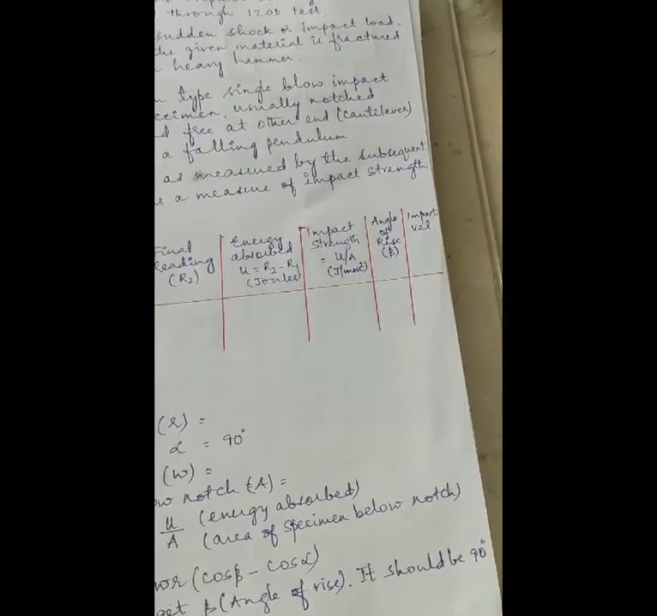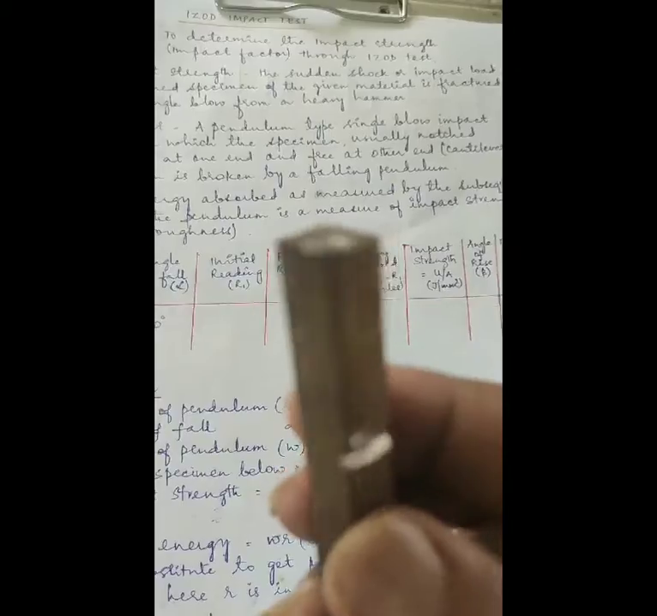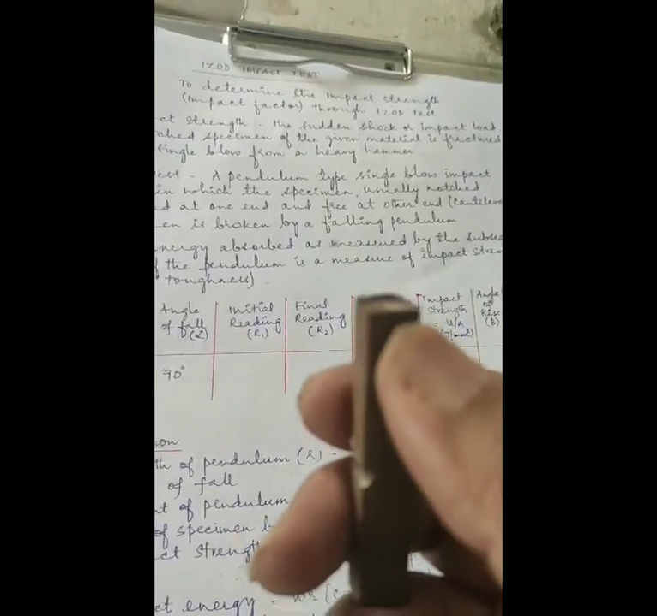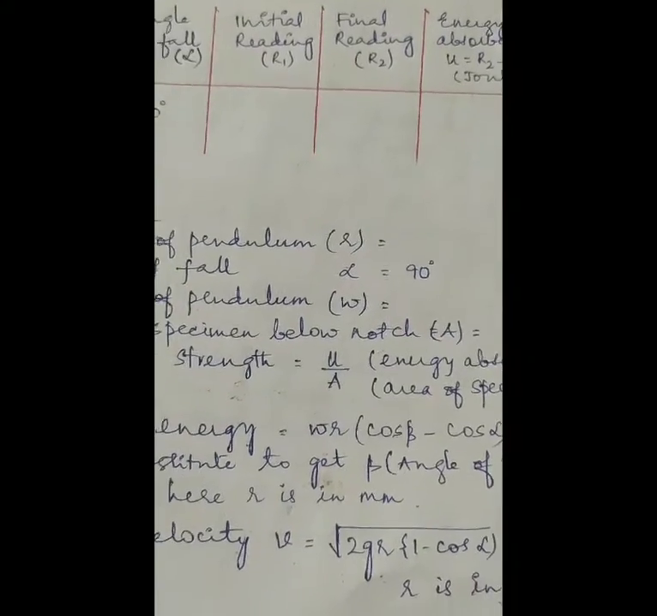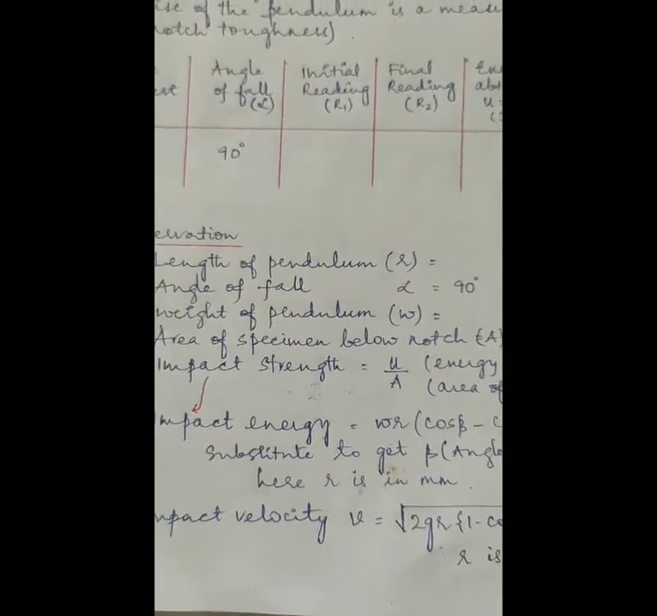So with the help of the calipers, you take the area of the specimen below the notch. You have to take the thickness below the notch and the length of the specimen, and that gives you the area. Then the angle of rise, that is beta. Once you do the calculation, the impact energy is nothing but the impact strength.